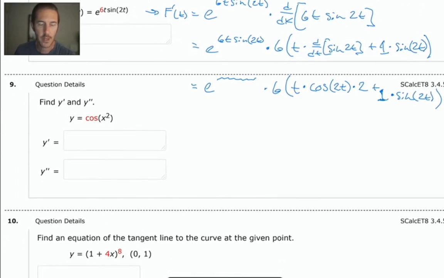Question number 9 is asking for the first derivative and then the second derivative. This is a chain rule problem. The outer function is cosine, the inner function is x squared. Your first derivative is going to, depending on what function it is, mine's cosine, you might get sine, you might get tangent. When you have to take the second derivative in this problem, you're also going to be stuck with a product rule. So be careful, heads up, watch out for that.